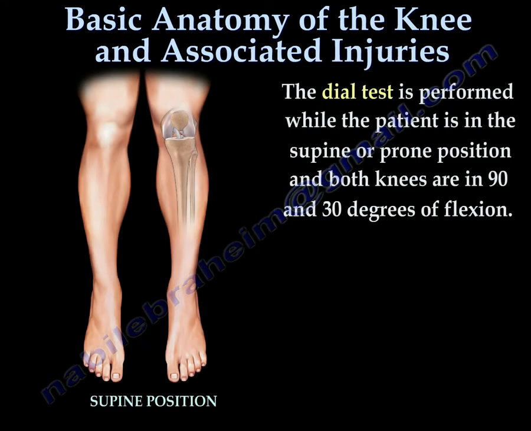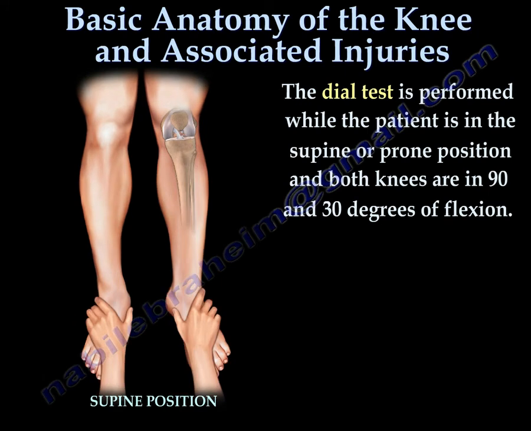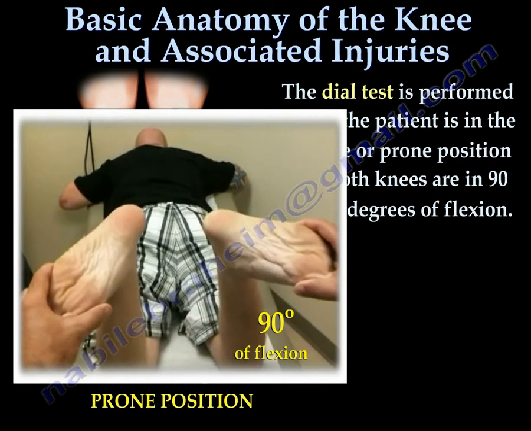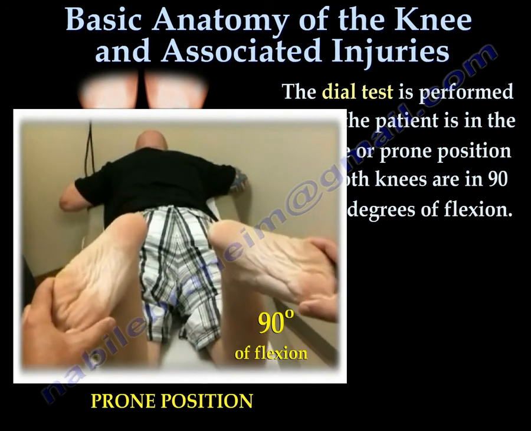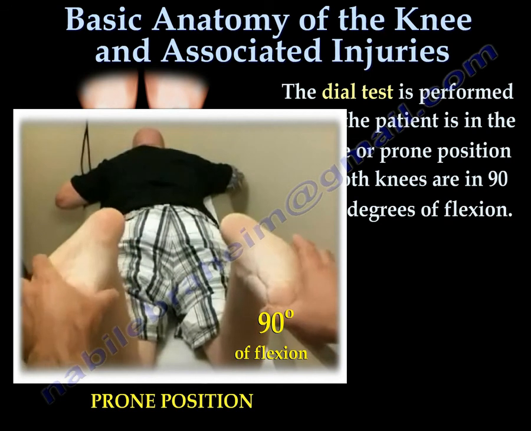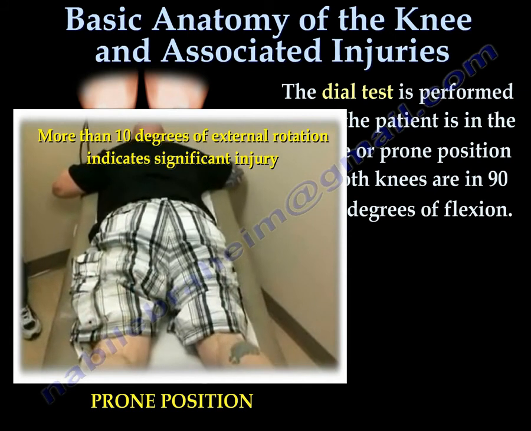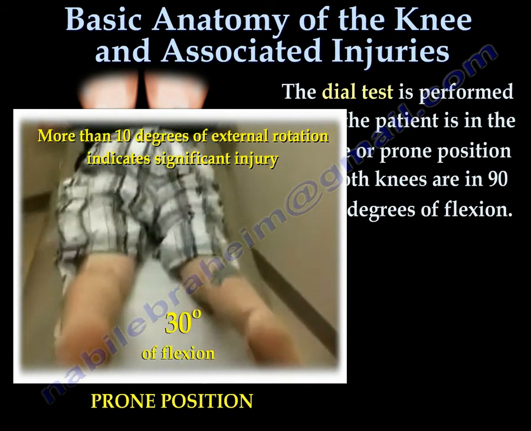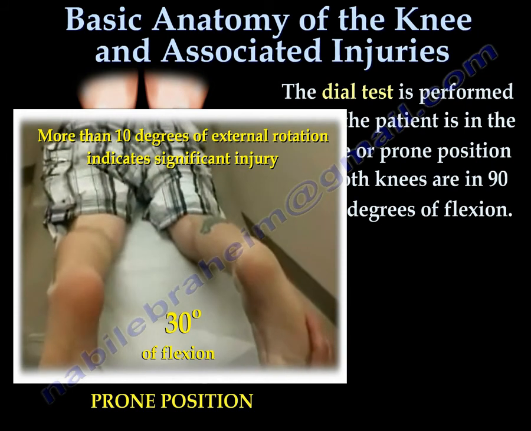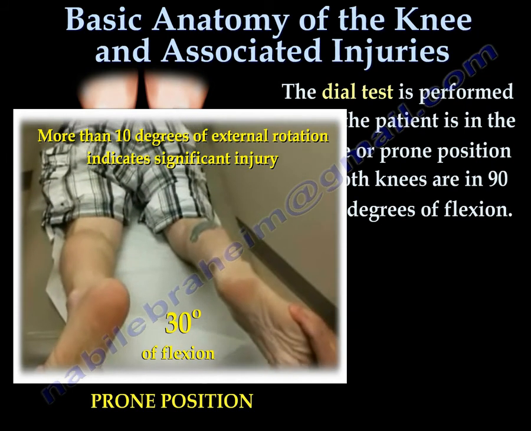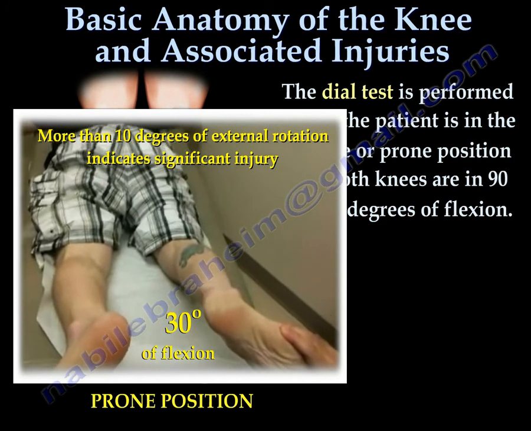The dial test is performed while the patient is in either the supine or prone position and both knees are in 90 and 30 degrees of flexion. An external rotational force is then applied to both of the feet. The amount of external rotation to each lower extremity is then measured at both angles. Flexion at the 90-degree position will test the posterior cruciate ligament. More than 10 degrees difference between the normal and injured extremity indicates a significant injury. And finally, testing of the injured extremity in 30 degrees of flexion is done to determine injury to the posterolateral corner.